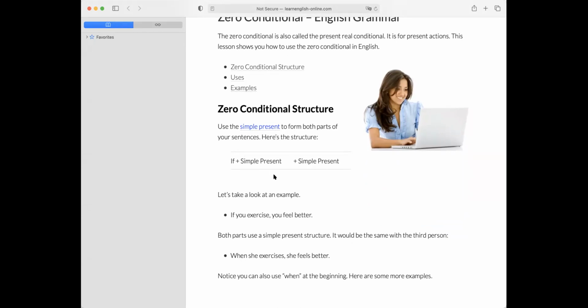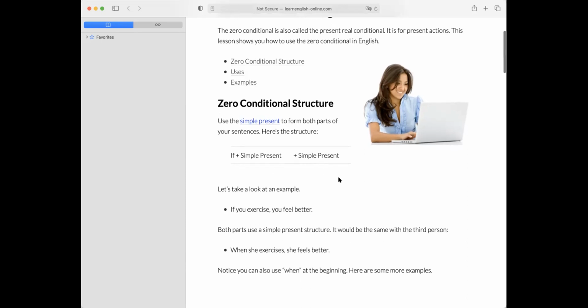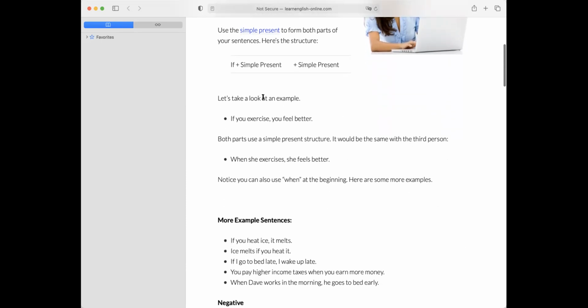Para el cero condicional, entonces recuerden que tenemos dos oraciones, las dos se escriben con el tiempo que ya estamos manejando. Una de ellas, que es la condición, va siempre acompañada de if, and the result, y el resultado va con la misma estructura. La segunda oración. Let's take a look at an example. If you exercise, you feel better. It's like a result of doing exercise.